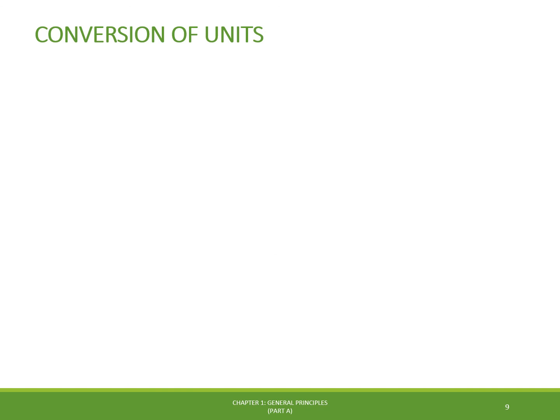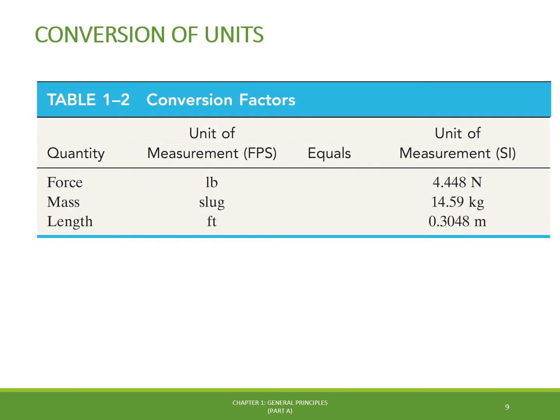Both the international and the US customary systems are used quite often for engineering calculations. For this reason, it would be helpful to establish a set of direct conversion factors between them. This table provides the conversion factors from the FPS to the SI units. Obviously, if you want to convert from the SI to the FPS, you have to divide 1 by the values listed in this table to get the new conversion factors.